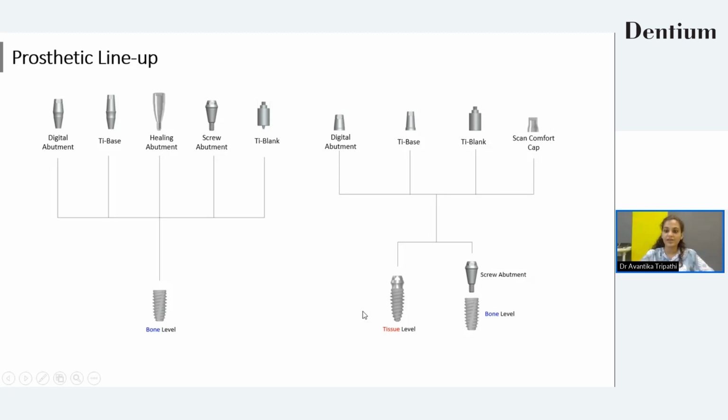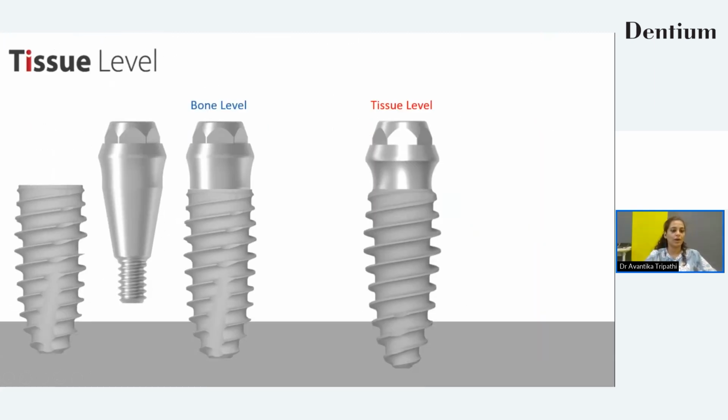The best part with this system is when we put a multi-unit abutment, a screw abutment, over a bone level implant, it will be converted into a tissue level implant. So all the components which will be used over a tissue level implant can be used if I am going to put a screw abutment over a bone level implant. So a bone level implant with a screw abutment will become a tissue level implant, which makes the inventory management very simple.